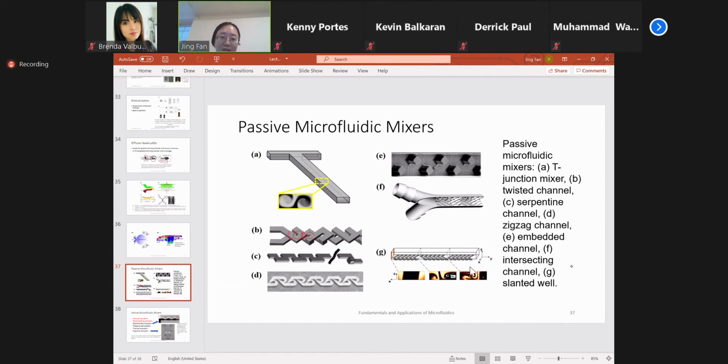Okay. Then panel C is straightforward. Basically, it's a serpentine channel. The serpentine channel also promotes chaotic mixing by forcing the fluids to reorient and rotate in the channel. This panel C shows an example composed of a series of C-shaped sections. It has been shown that both diffusion and convection can be increased in this serpentine channel.